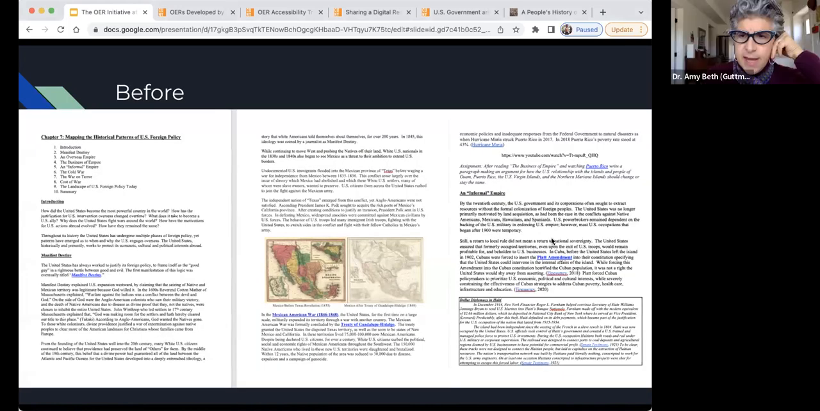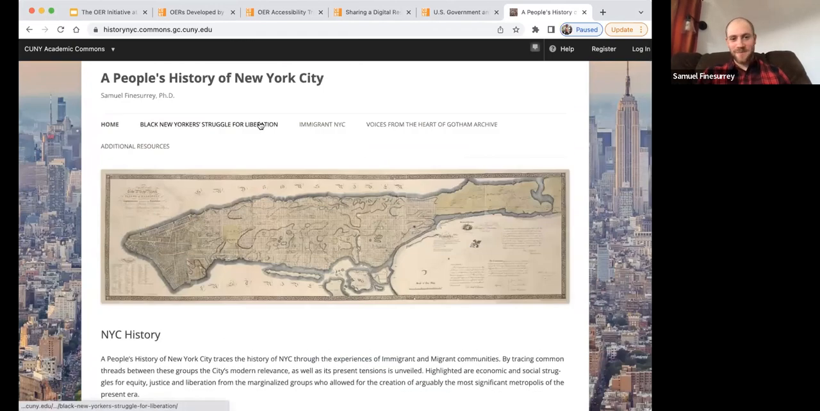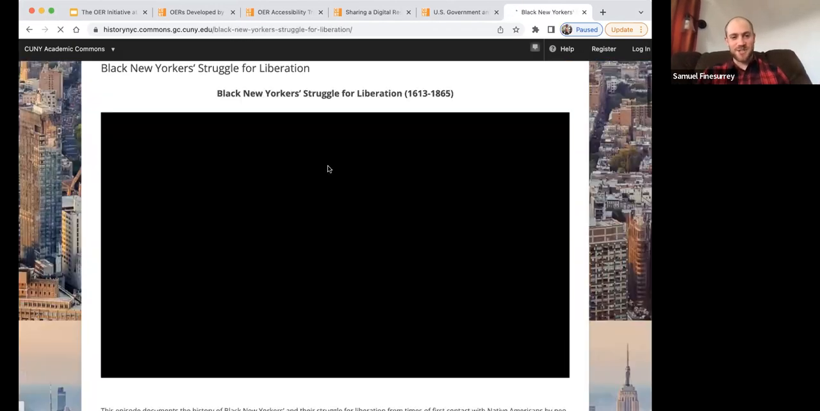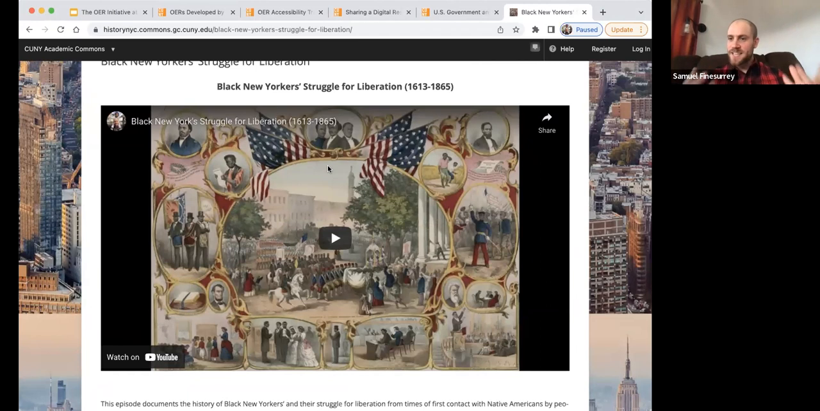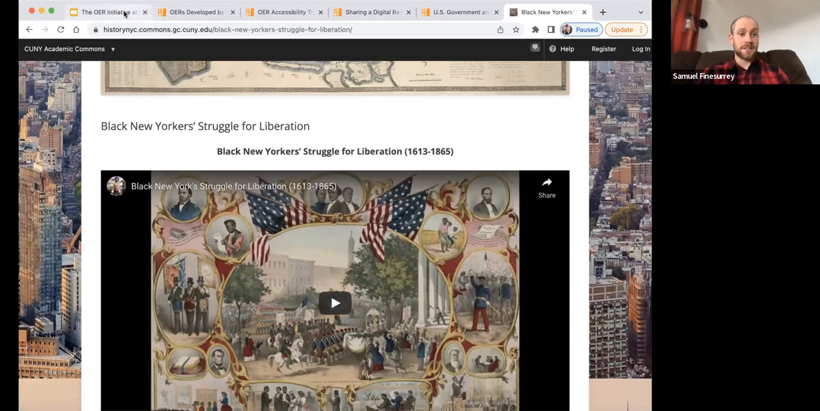You can see that Sam is the faculty member. And this is the course that we created, A People's History of New York City, is what it's named, right? And it's speaking directly to the experiences of our students. Again, this is one of the innovative things that is happening on most of your campuses, where folks are embracing an OER model.